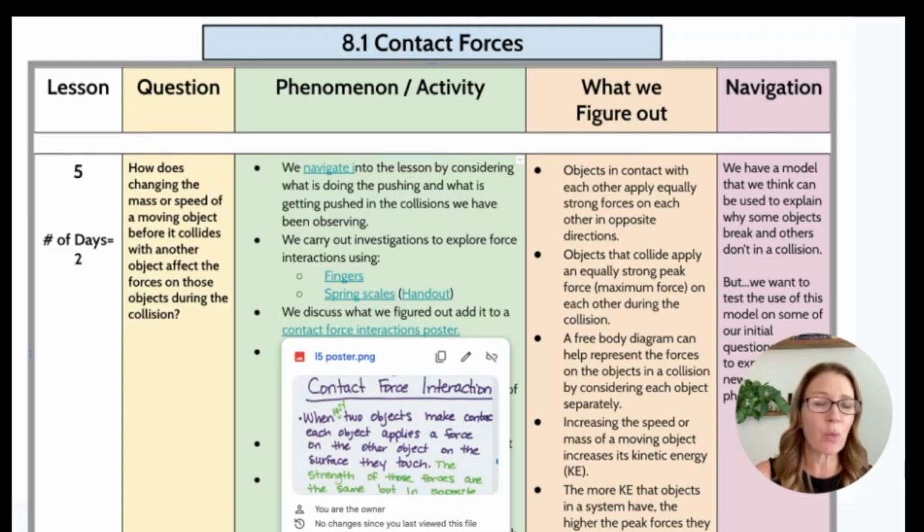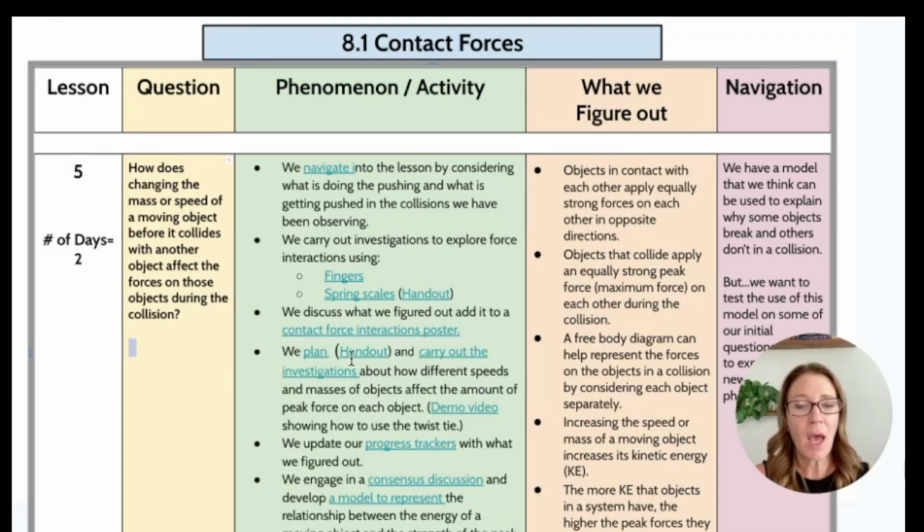And then we add the results of our investigation in the green, which means that the strength of the forces are the same, but in opposite directions. So I would kind of consider this like a word wall moment. And then we're going to plan our next investigation.